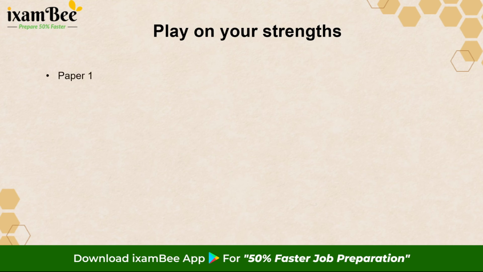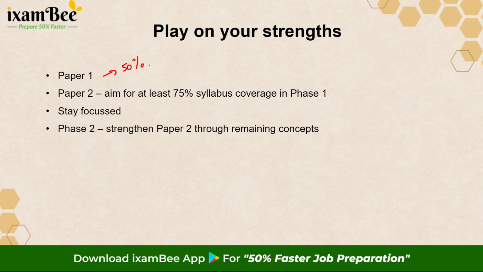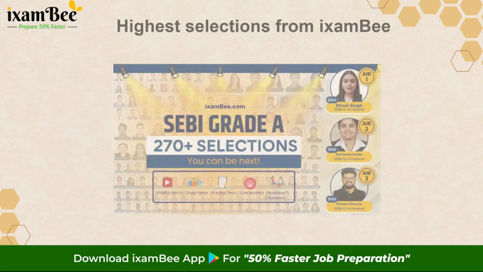So to summarize, what you need to do is focus on paper 1 to ensure that you are getting 50% marks at least in the mocks. For paper 2, aim for covering at least 75% of the syllabus by phase 1. The remaining you can cover and practice further. Stay focused on the areas that you are understanding and are helping you cover at least 75% of the syllabus. After that, strengthen your paper 2 by covering the remaining 25% concepts, and then focusing only on revision and practice and practice and practice. That should be your aim at the phase 2 level. Definitely focus on quality study over quantity study.